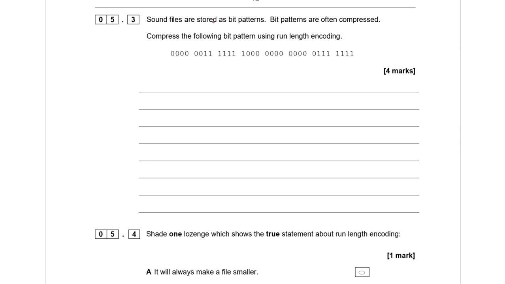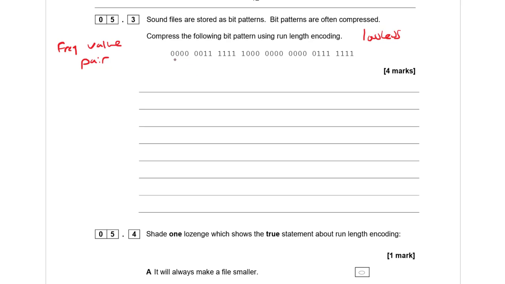So sound files are clearly stored as bit patterns, like every bit of data in a computer, and they're often compressed. So we need to compress the following bit pattern using run length encoding, and this is a form of lossless compression. So we don't lose any data. We don't want our sound to become worse sounding. Run length encoding is all about replacing runs of data. Runs are repeats of data, and we want to replace them with what's known as a key value or a frequency value pair. So we write a frequency, then we write the actual value that's repeated. It doesn't actually matter which way around it is, but we're going to do frequency first.